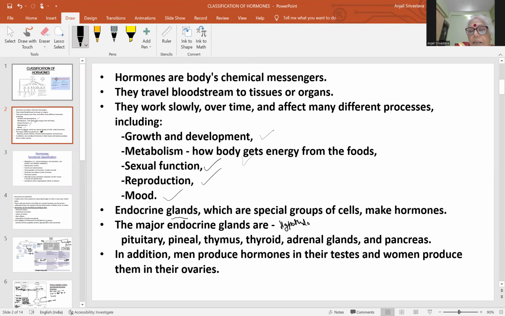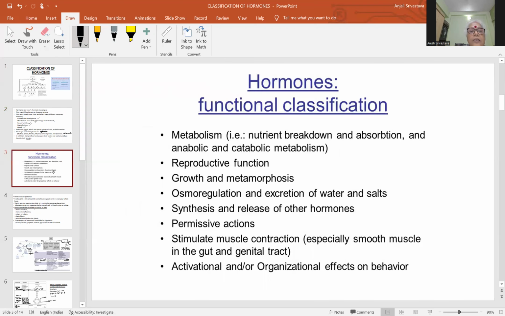And these major endocrine glands start with the hypothalamus. We have seen all this in the last class; we are just doing a quick review before the classification of hormones. Hypothalamus, pituitary, pineal, thymus, thyroid, adrenal glands, and pancreas, plus certain tissues and cells. These we have all seen in the last class. I keep telling this again and again. In addition, men produce hormones in their testes and women produce them in ovaries, and also certain pregnancy hormones if pregnancy exists. So these are the list of functions that hormones do that we have already seen.